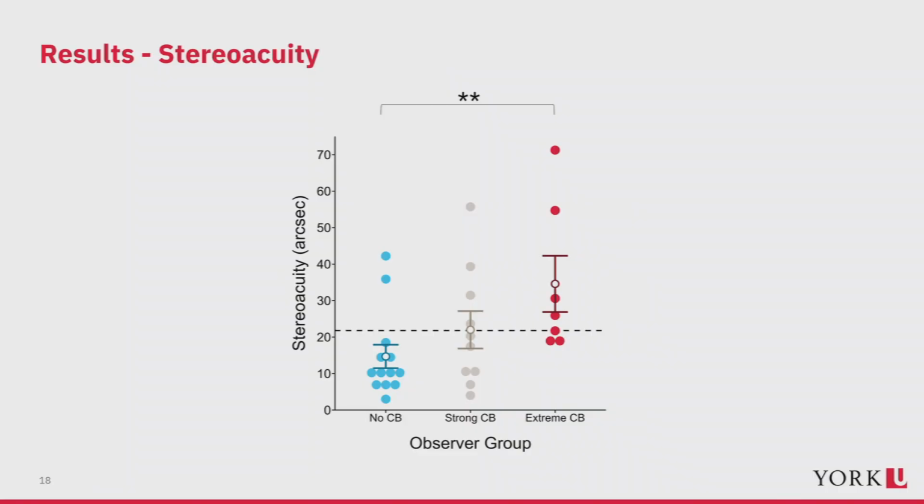Basically what we did is use this to measure their stereoacuities. What I'm showing here is stereoacuity on the y-axis in arc seconds and our 3 observer groups along the x-axis. That horizontal dashed line is just the average stereoacuity, which is about 22 arc seconds for the study. What you'll notice is that the extreme group had significantly higher stereoacuities than the individuals that did not show a bias. So these extreme individuals had the highest stereoacuity thresholds and the strongest bias. The magnitude of the bias does appear to be due, at least in part, to their ability to detect binocular disparities.